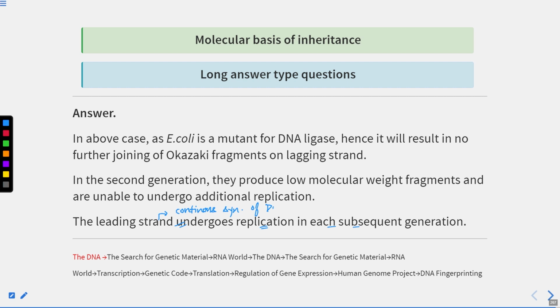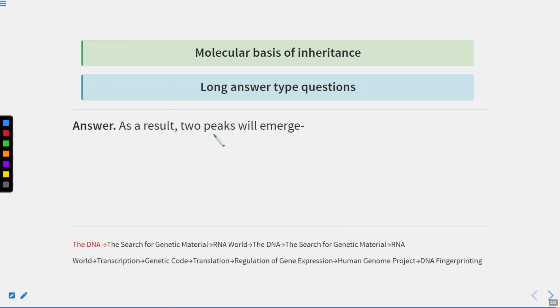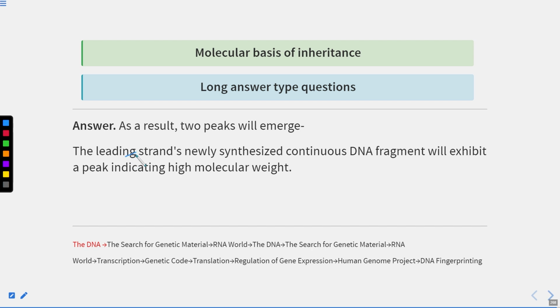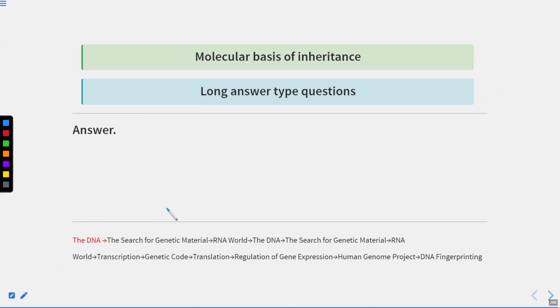Continuous synthesis of DNA. In which direction? In the 5' to 3' direction. So you have to remember DNA replication is always in the 5' to 3' direction. That's why on the lagging strand, the DNA is produced in fragments. As a result, two peaks will emerge. The leading strand's newly synthesized continuous DNA will exhibit a peak indicating a high molecular weight, and the Okazaki fragments produced on the lagging strand will display a peak reflecting low molecular weight. All right, this is clear.